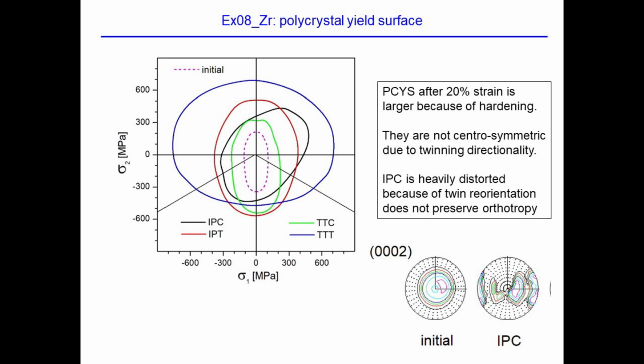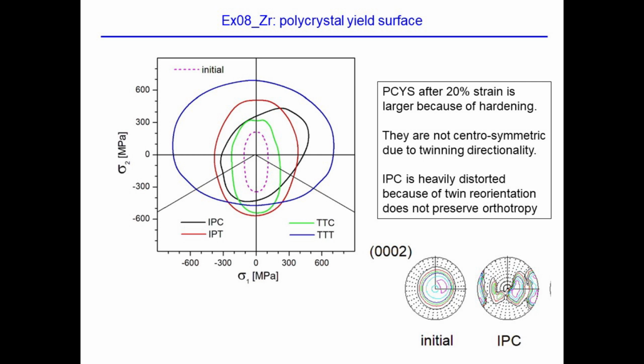And then this is a bit of an oddity, the black one. The black one corresponds to in-plane compression, which is the problem that we just looked at and solved, and it breaks the orthotropic symmetry.